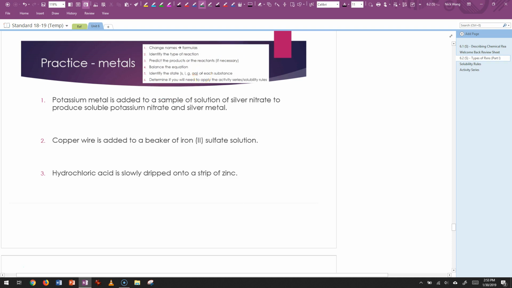So let's start off with this first one. Potassium metal is added to a sample of a solution of silver nitrate to produce soluble potassium nitrate and silver metal. So this is going to be the situation we have. Let's go ahead and walk through the process of changing the names to formulas. So let me go do that for you right now.